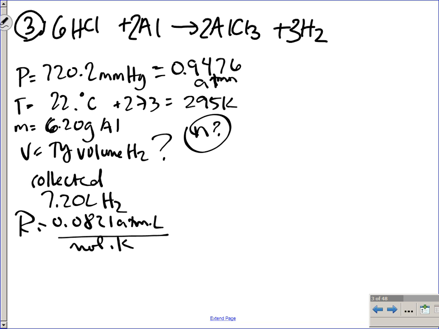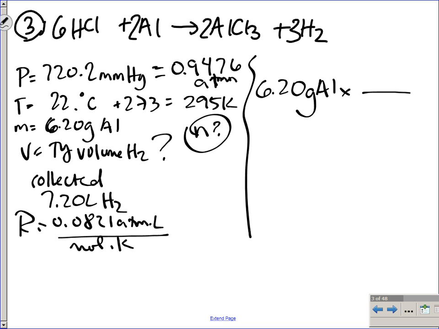So you have to take your aluminum and convert it to what? Moles of hydrogen eventually, right? So let's go ahead and take this right here. I'm going to do a little stoichiometry. So 6.2 grams of aluminum. First step was what? 1 mole of aluminum weighs, thank you, so that gives me 2 moles of aluminum, and I'm going to keep going here.